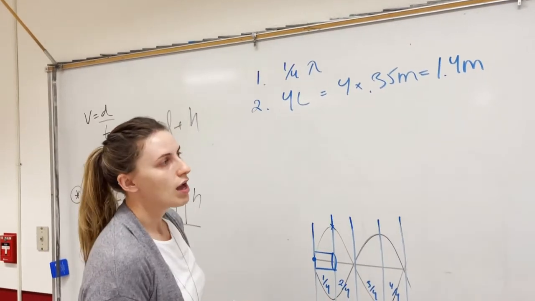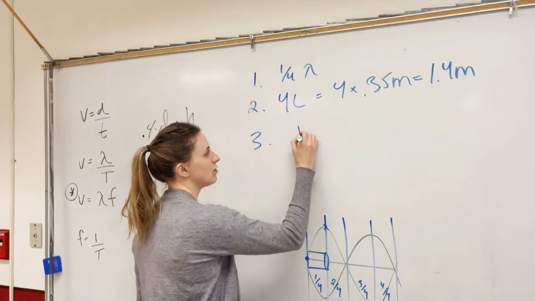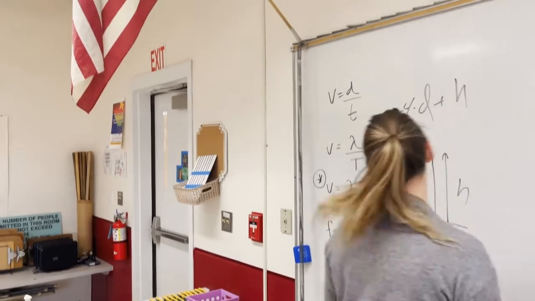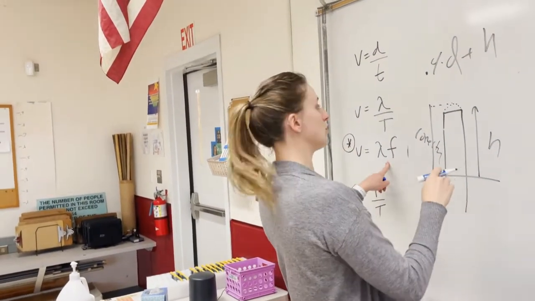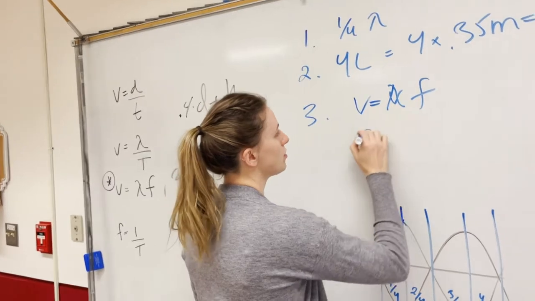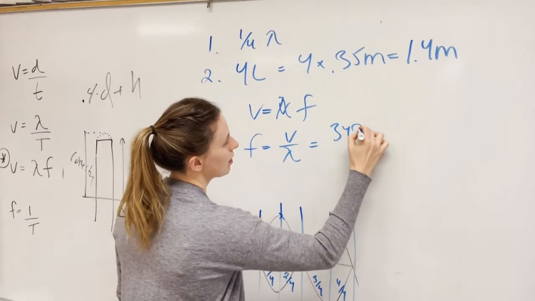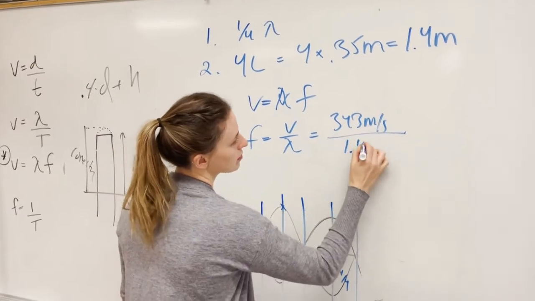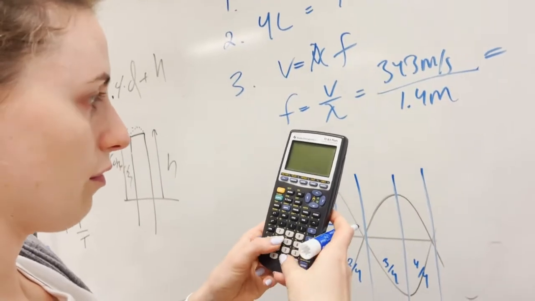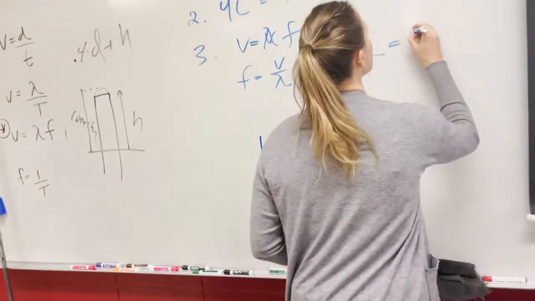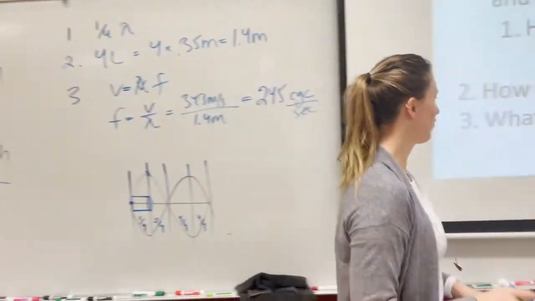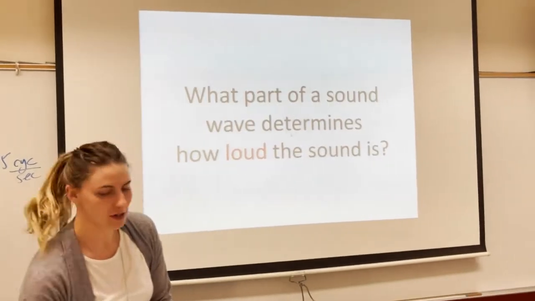Now, what is the frequency of the sound that you hear? If you get stuck, you can just go V equals D over T and put in your appropriate parts. But we want to figure out what the frequency is. So we've got V equals frequency times wavelength. So frequency equals the velocity over the wavelength, 343 meters per second over 1.4 meters. That's 343 divided by 1.4, and I get 245 cycles per second, 245 hertz. That is the sound, and we can check it with our tone generator if we were prepared.